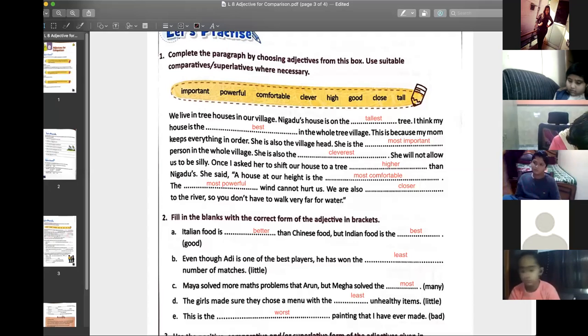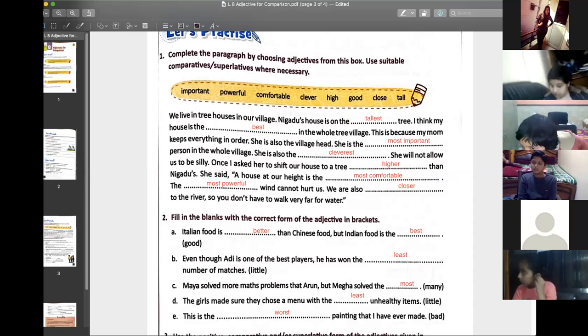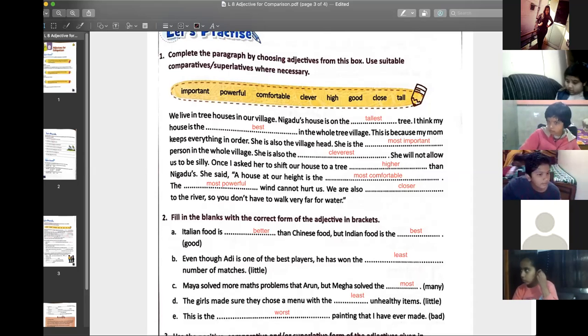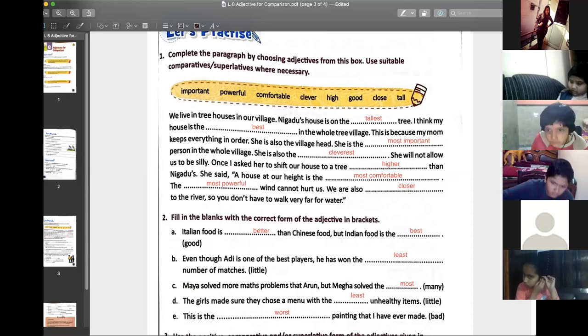Very clearly, in the starting only, I told you, when we have the words, that means we are doing the comparison between two persons. When we are doing the comparison between two persons, two objects or two things, we use comparative. When it is the comparison between more than two, we use superlative. And when there is no comparison, we use positive.